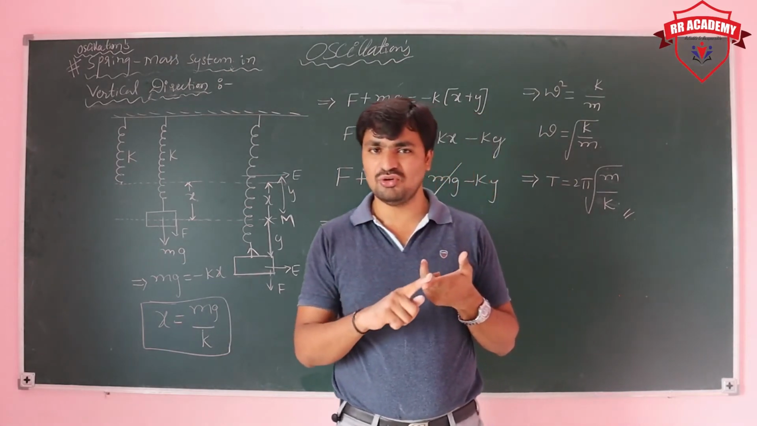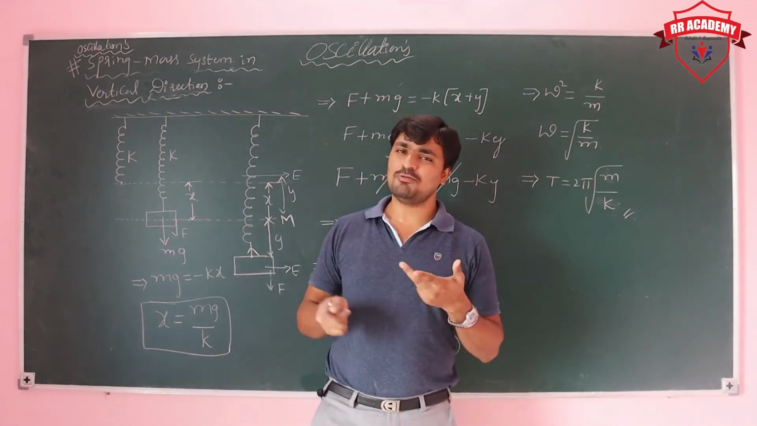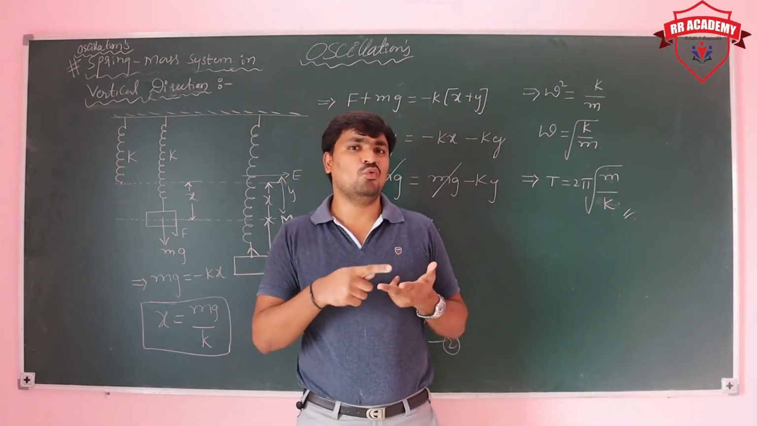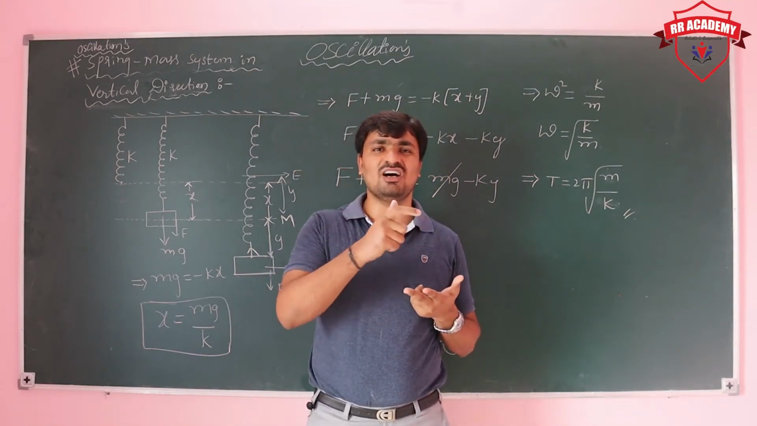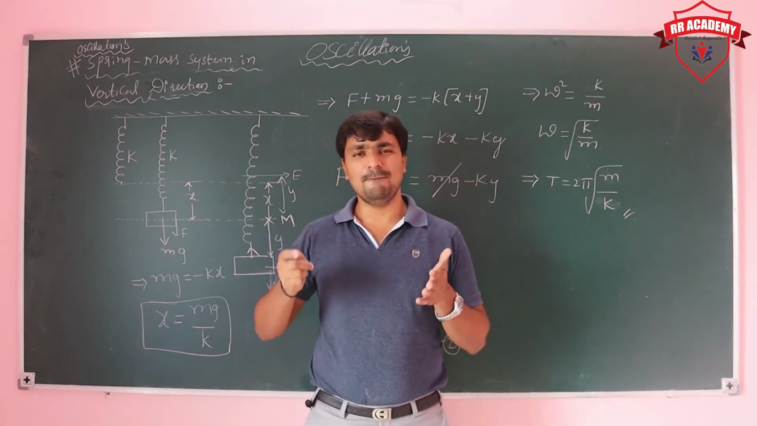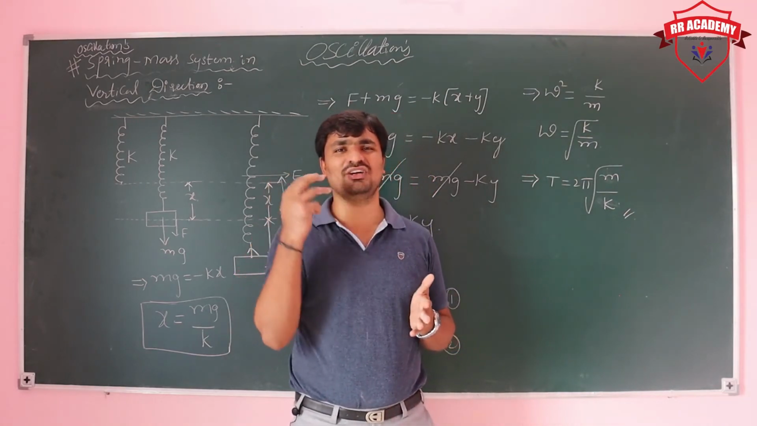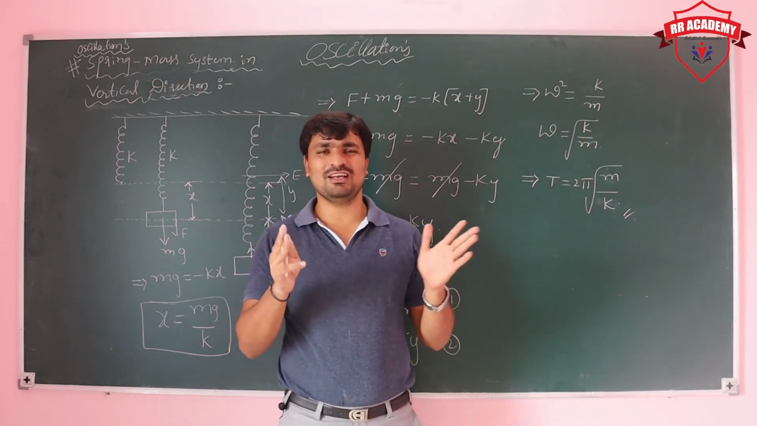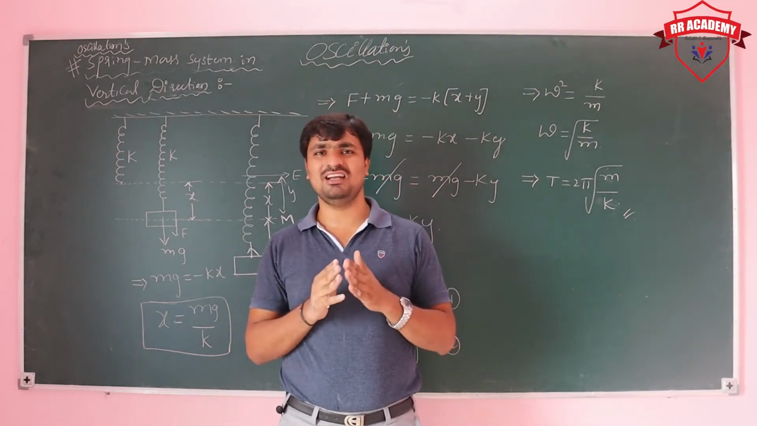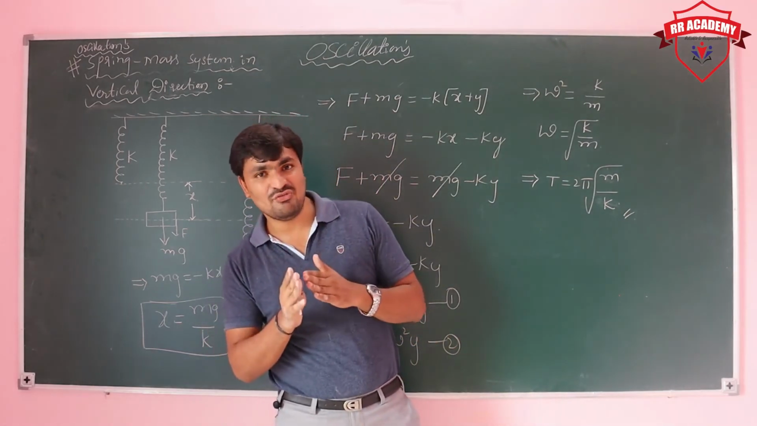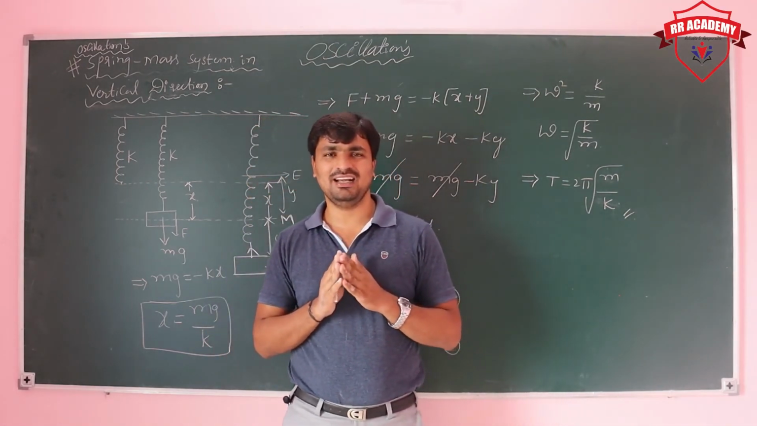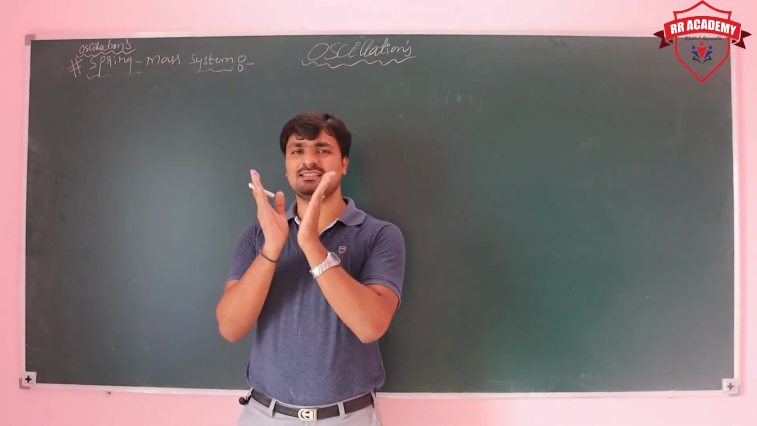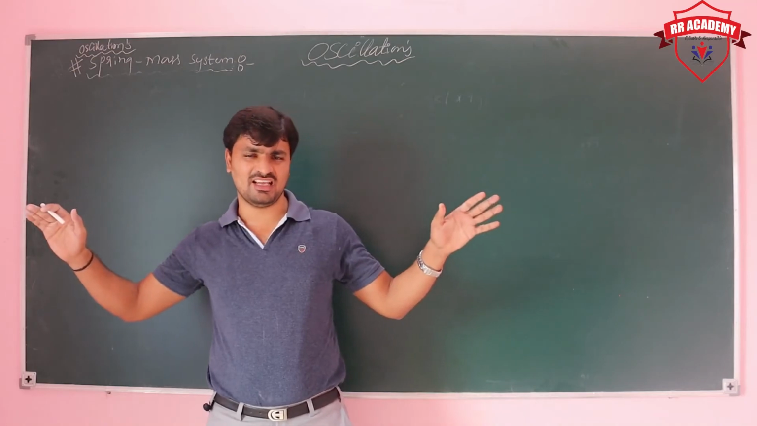Option A you know depends on mass. Option B you know depends on the k value. Why do they give this question in the advanced examination? Because there is a chance many students make the mistake of thinking the time period depends on x. No, here the time period is independent of the x value.